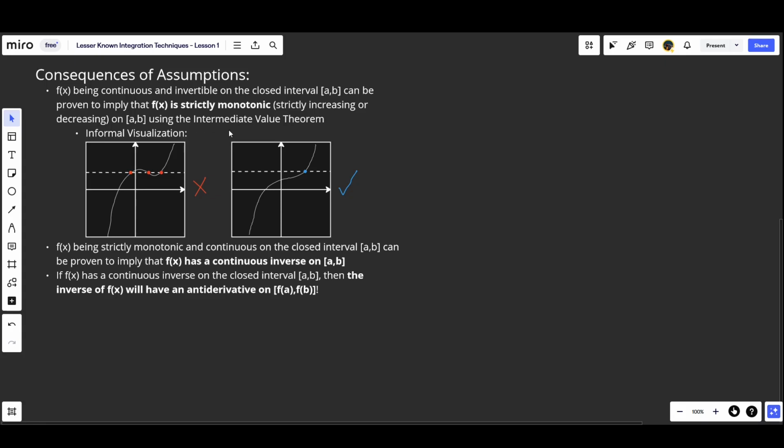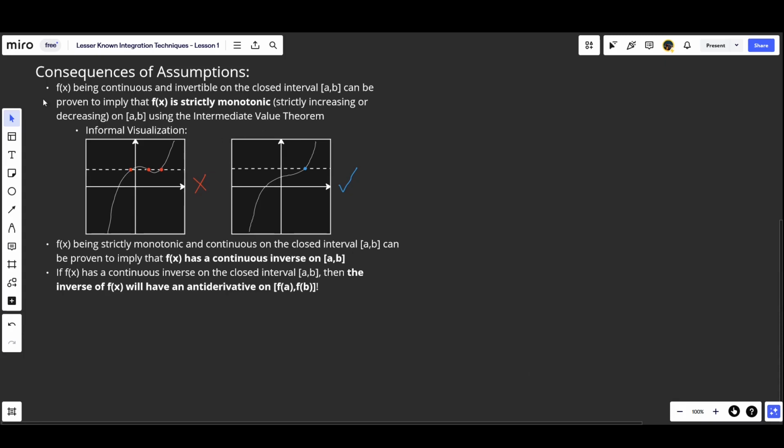This can be proven using something called the intermediate value theorem, but it can actually be informally visualized why this is the case. Let's make the erroneous assumption that f of x does not have to be strictly monotonic on the interval a b, where it's also continuous and invertible. This means that on this interval, the function can be increasing, or some combination of increasing, decreasing, and staying constant.